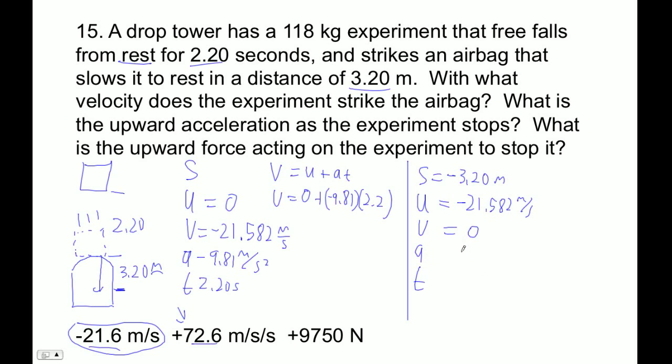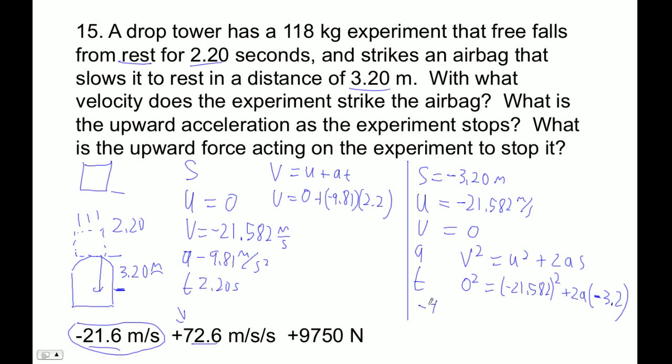So I'm going to choose the formula v squared is u squared plus 2as. Okay, so 0 squared is negative 21.582 squared plus 2 times a times negative 3.2. Now we're set. We put this on this side and we get a negative, and then we divide by a negative and get a positive acceleration, which of course, if you stop moving down, you're accelerating positively. So the 21.582, I square that. It's now a positive number. I put it on this side, it's now a negative number.